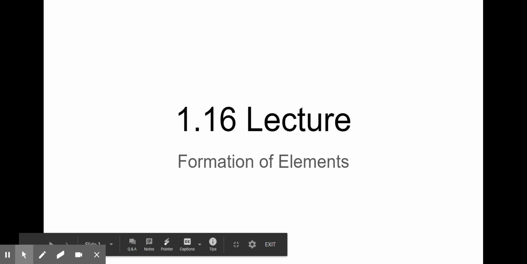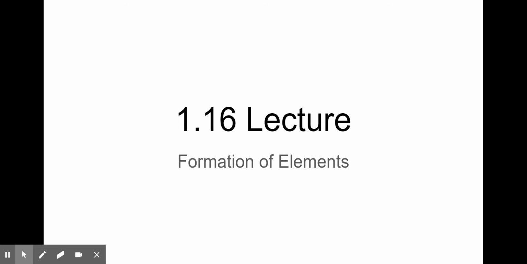Okay, so what we are studying today, we are going to further our knowledge of nuclear reactions that you really started to look at in lesson 15 with that board game, where we looked at alpha decay, beta decay, fission, and fusion. We're going to go a little further and look at how elements are formed.